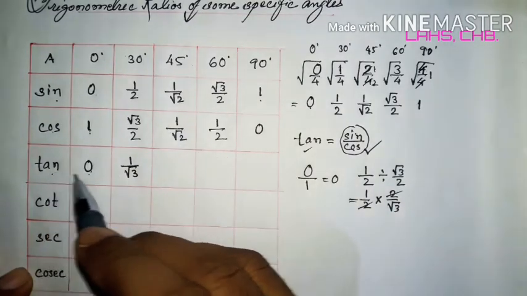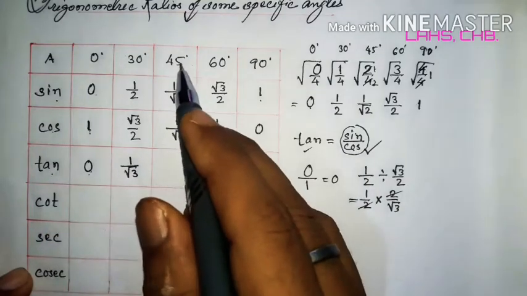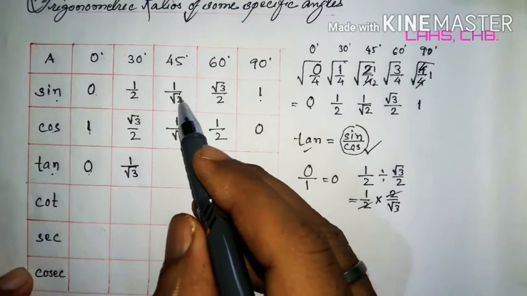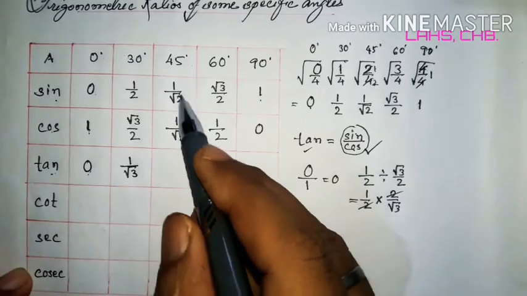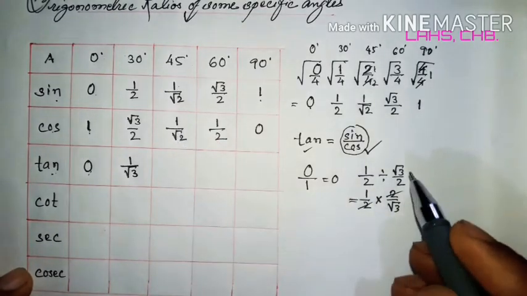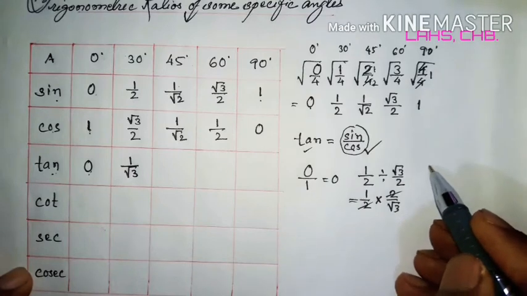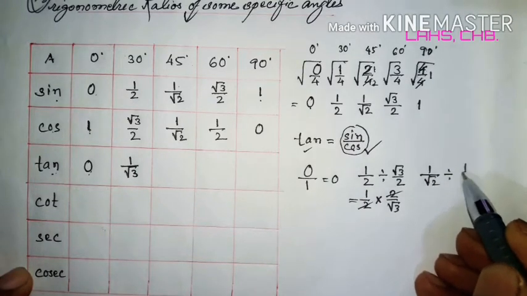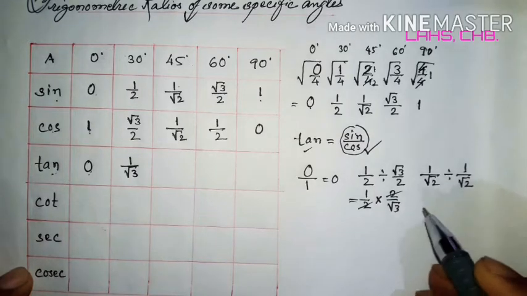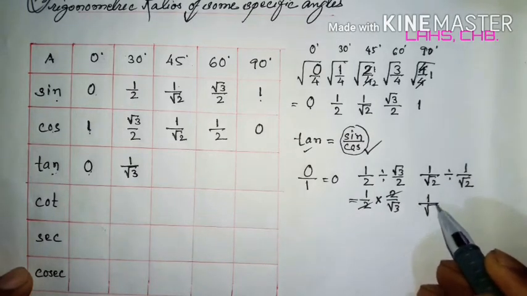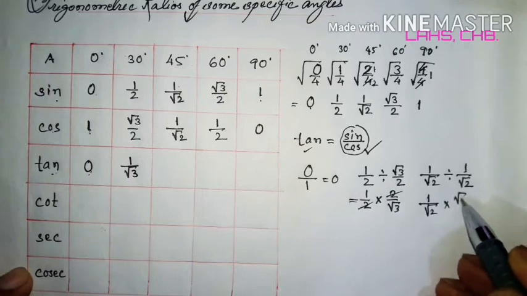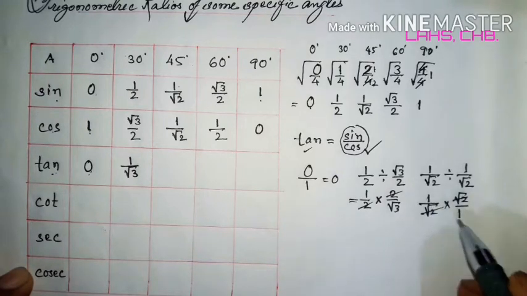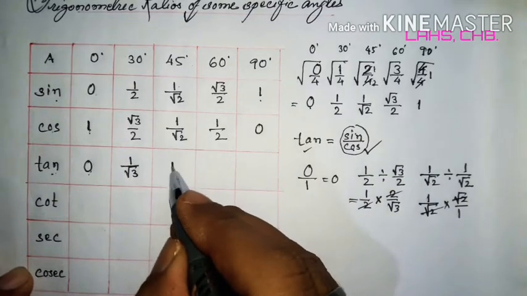How can we get the tan value? Same way, tan 45. In order to get the value of tan 45 degree, again you need to divide sine value by cos value. 1 by root 2 divided by 1 by root 2, that is 1 by root 2 into root 2 by 1, make it reciprocal, root 2 will get cancelled, 1 by 1, that is 1.